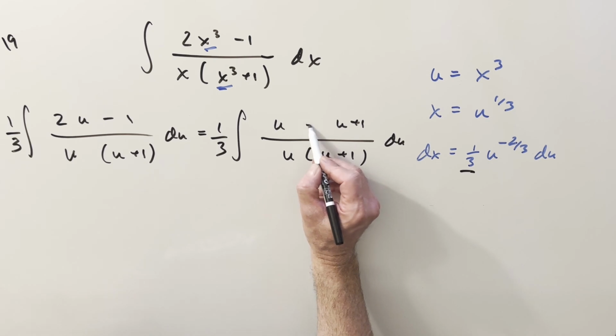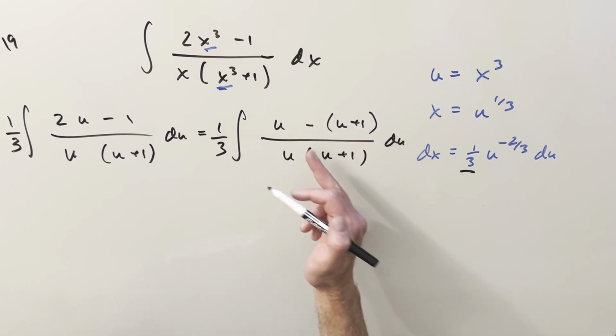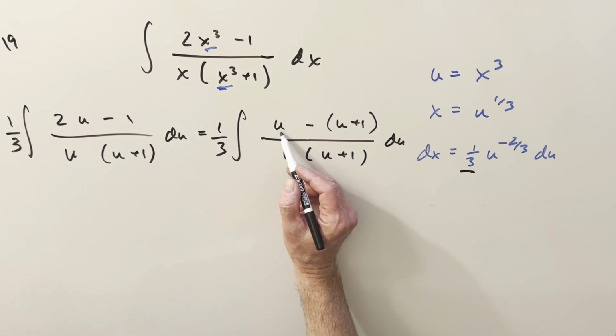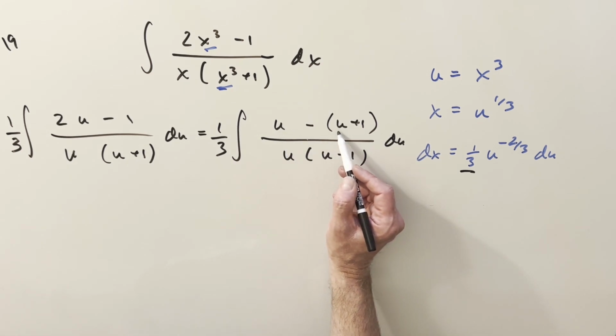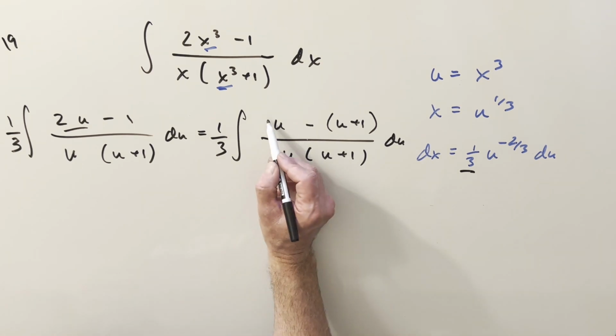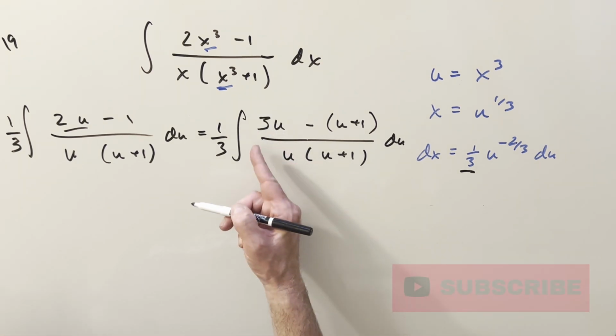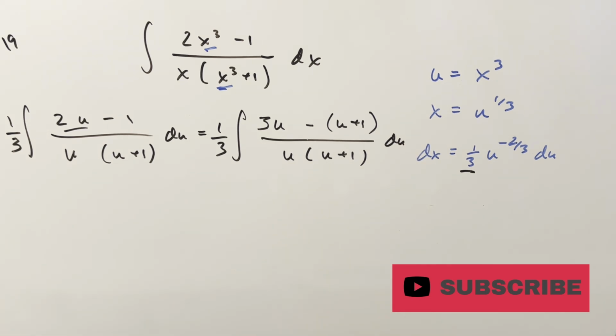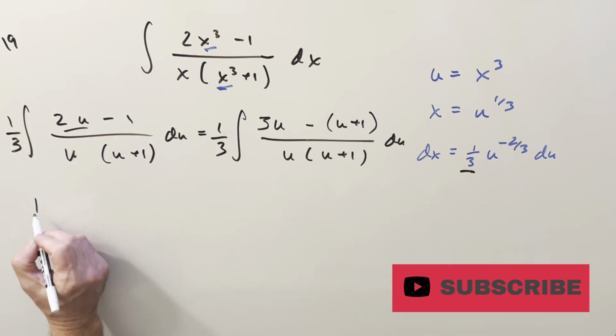If we subtract these two, then you'll notice distributing in the minus sign, we get our minus 1. But then here we're going to have u minus u, that's just going to be a 0. We want to get back to 2u. The way we can force this is if I make this a 3u. 3u minus u gives me the 2u minus 1. So now we'll go ahead and we'll break this up into two different integrals.